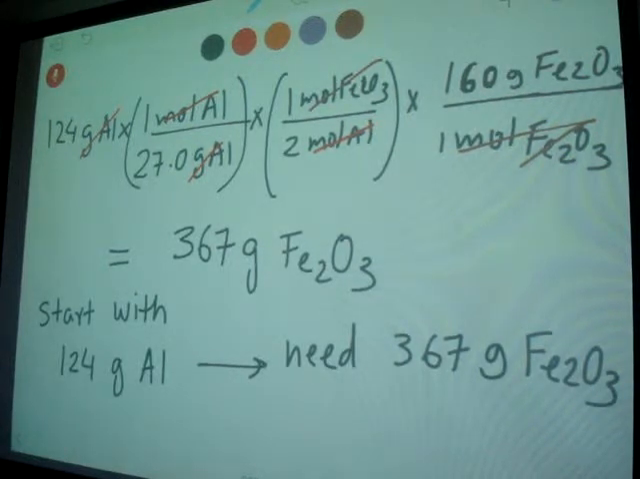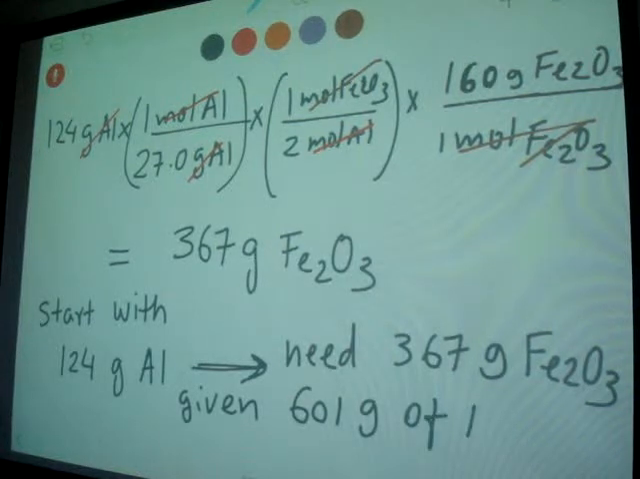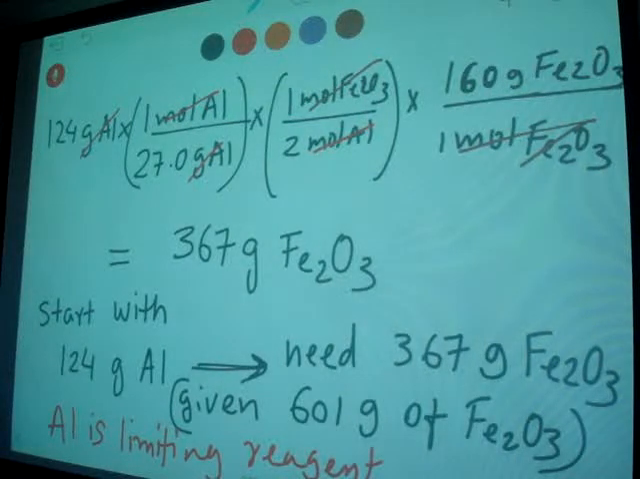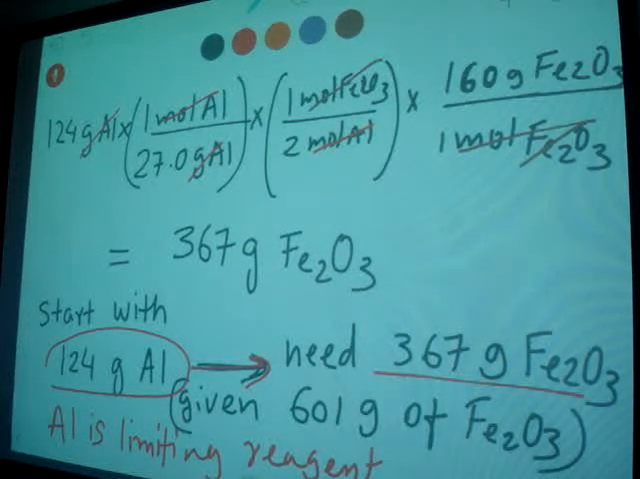Right? But what is given here? 601 grams. Right? This is the needed one. But what is given? 601 grams of Fe2O3. So that's what is given. So while looking at this data, you can tell aluminum is the limiting reagent. Right? Because while working with aluminum, 124 grams, you only need 367 grams of Fe2O3. We have been given 601 grams of Fe2O3, right? Now, using this limiting reactant, we need to calculate the amount of the product that's being formed.